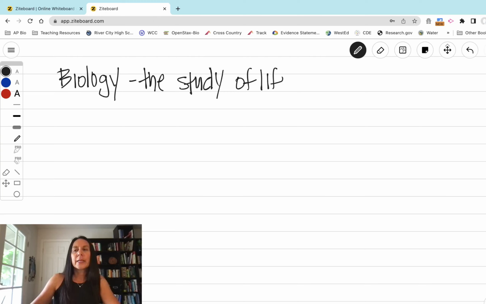And if something is alive, then we call that an organism. So that's another vocabulary word we're going to write down. Organism is a living thing.